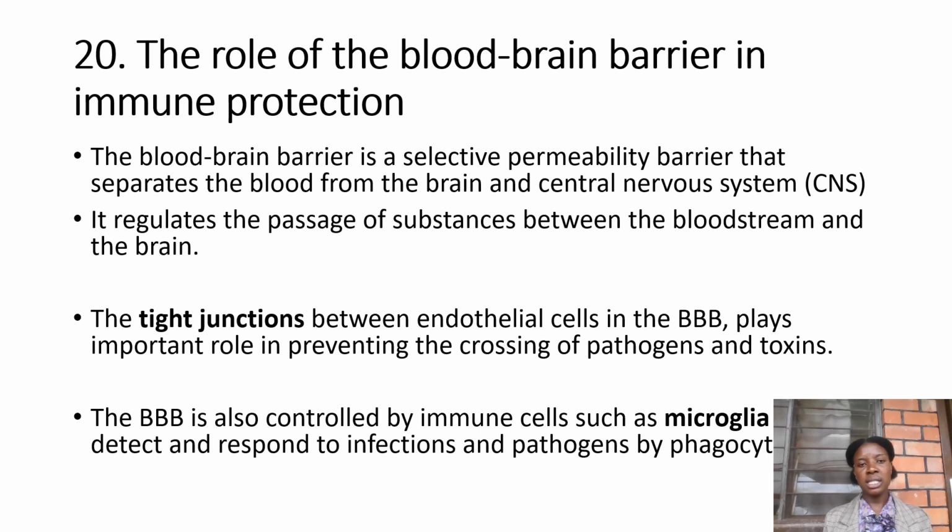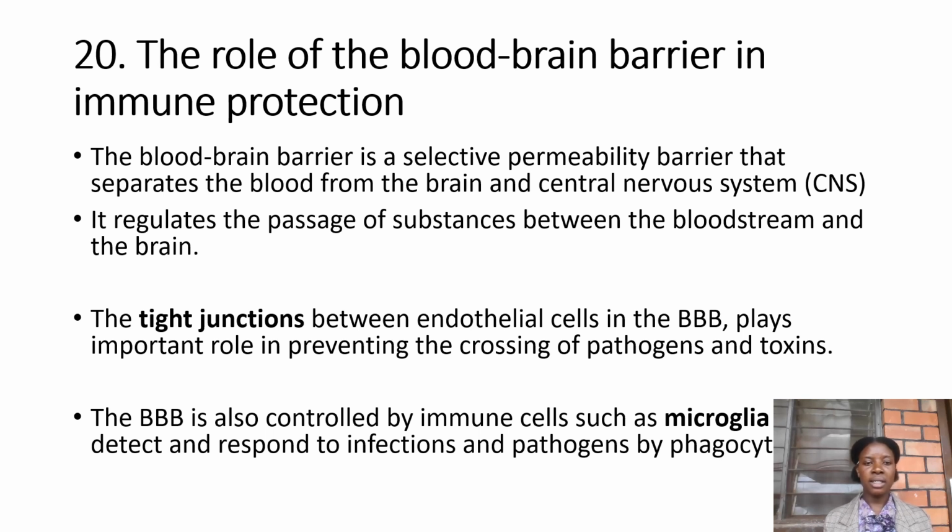The last one is the role of the blood-brain barrier in immune protection. Firstly, the blood-brain barrier is a selective, permeable barrier that separates the blood from the brain and the central nervous system. The word permeable means that it allows essential substances to enter, preventing the pathogens or toxins from entering the brain.